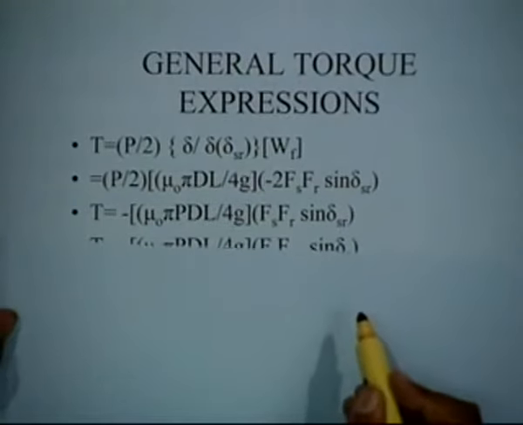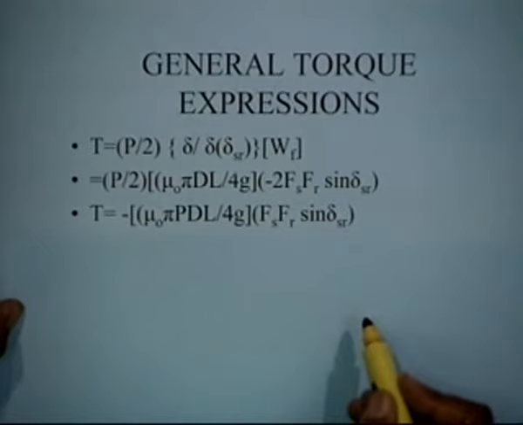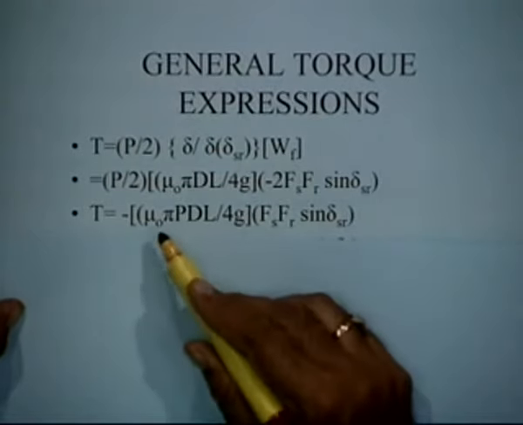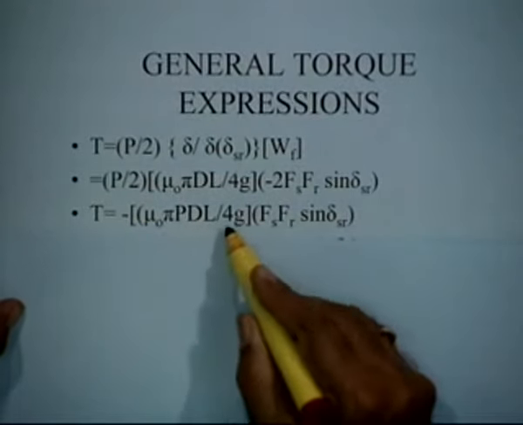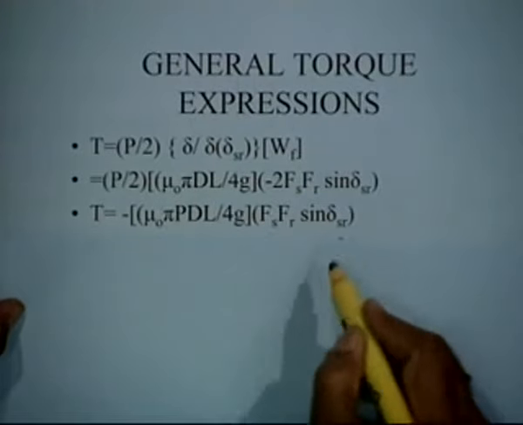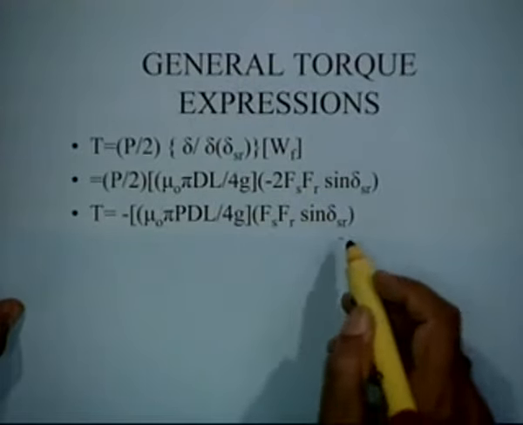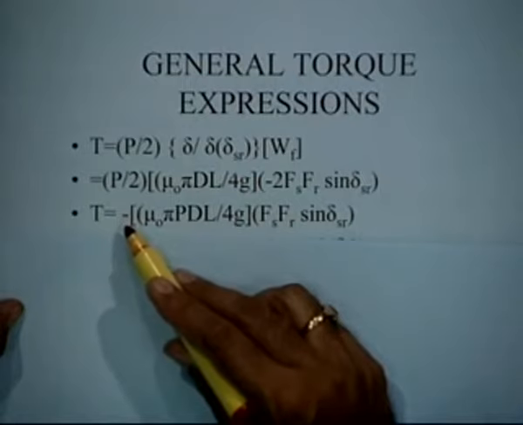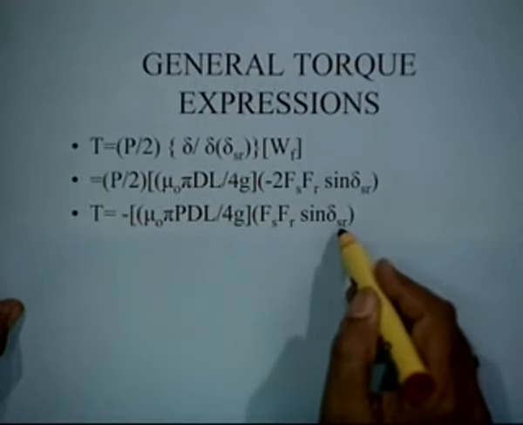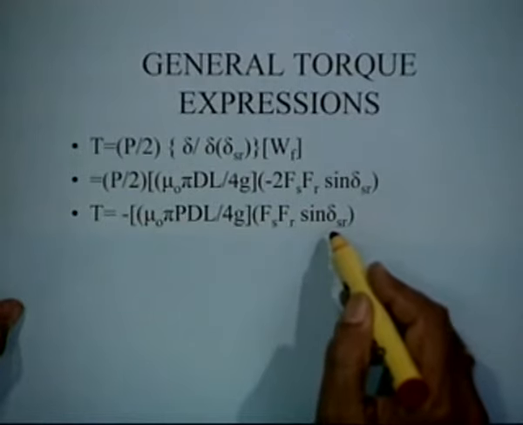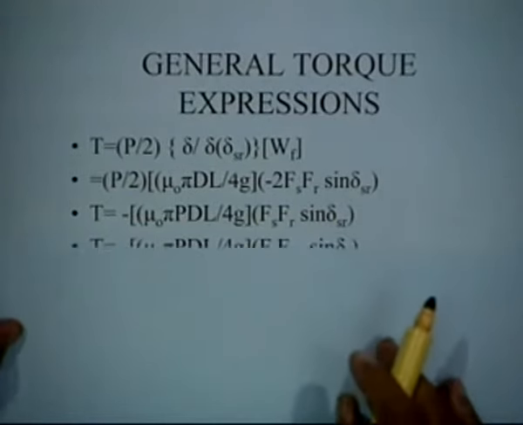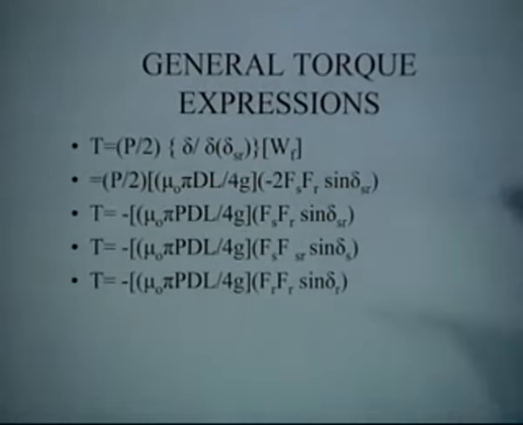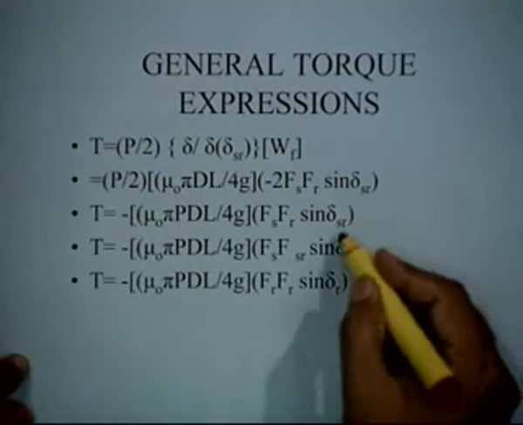Now, this will be an expression for torque: minus mu naught pi P dl by 4G into Fs Fr sin delta Sr. This minus we have interpreted as acting in such a direction as to decrease delta Sr. That means Fs and Fr will try to align themselves with each other. And then we also said there are two other possible variants of these expressions.